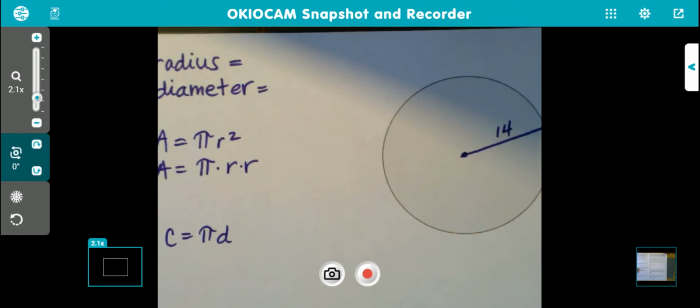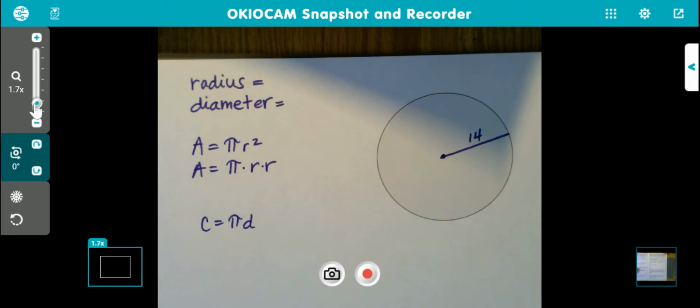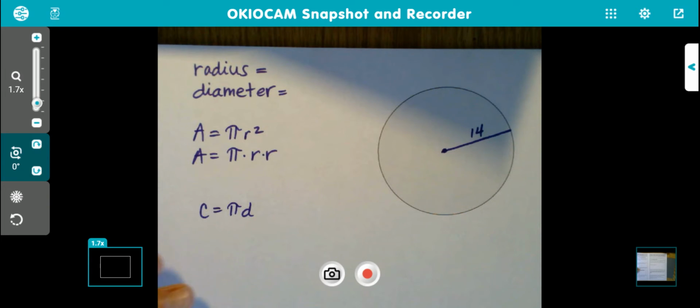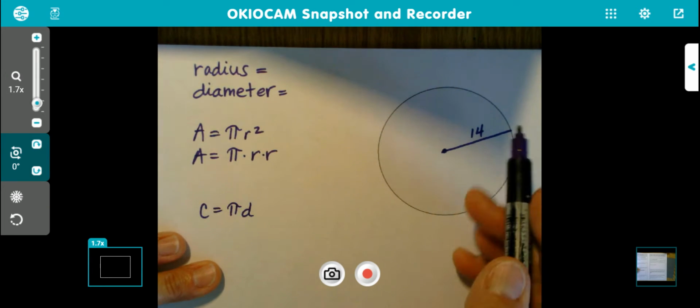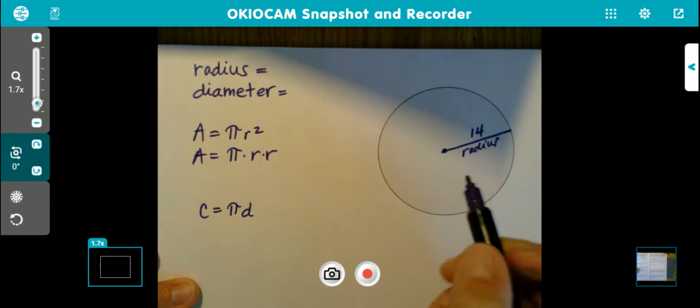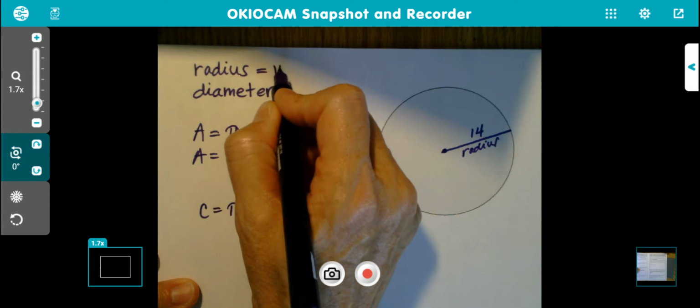Okay, hello everybody. We are going to do a little bit with circles today, really quick, just to go over what we learned in class to make sure you understand it. So we have a circle here. This on a circle is a radius. So this radius is 14.